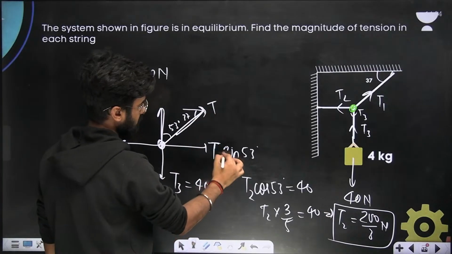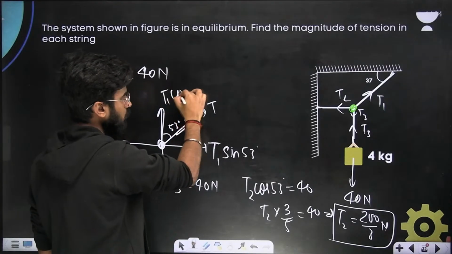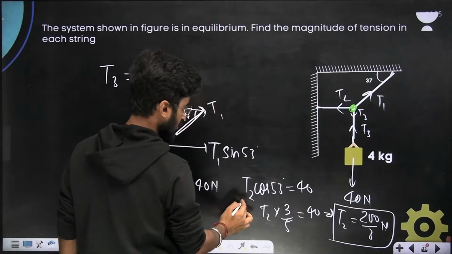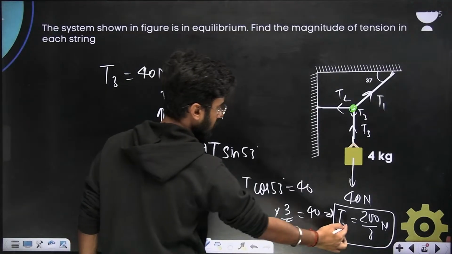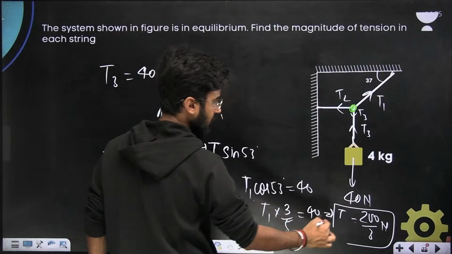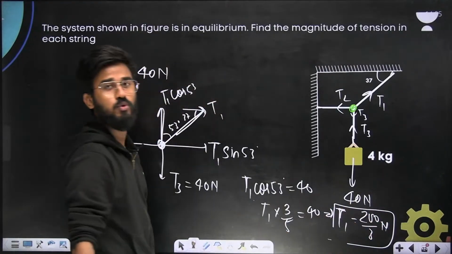How can I make such kind of mistakes? This is T1, so this is cos 53. This is T1, so T1 sin 53. This is T1, this we have found. Okay, so T1 cos 53, T1 into 3 by 5, so T1 is equal to 200 by 3 Newton.